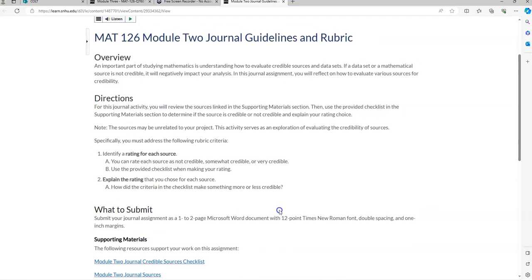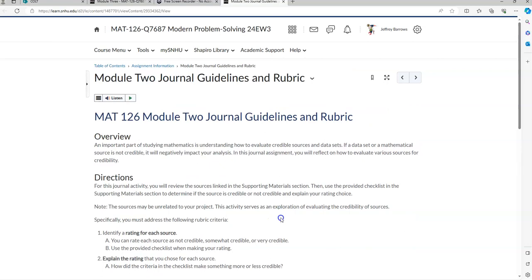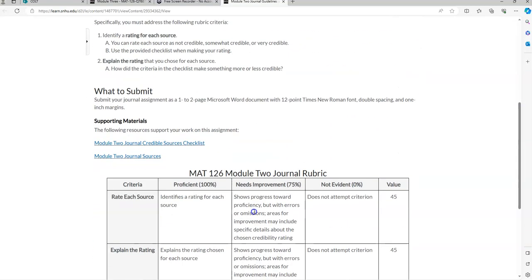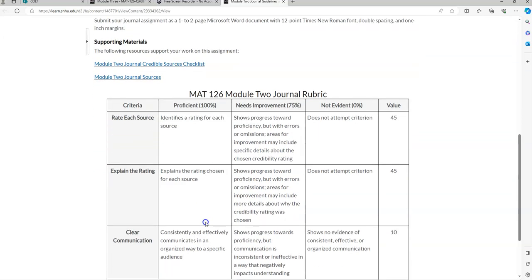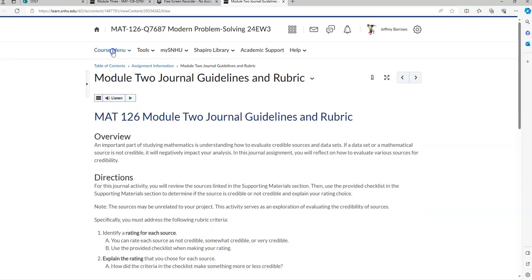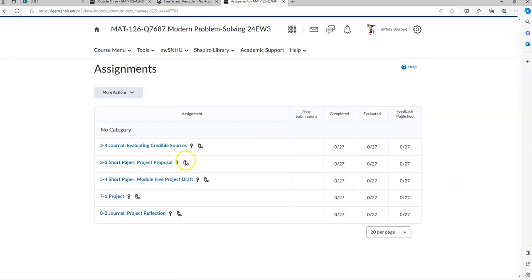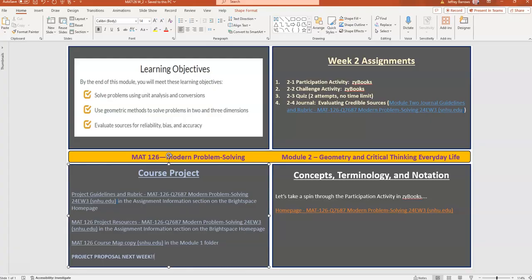If you've not submitted an assignment before through Canvas, once you have completed your journal entry, keeping in mind the rubric, you'll go up here to the course menu, and if you go down to assignments, there's a host of assignments here that you'll be submitting. If you simply click on 2-4 journal, you will have a spot where you can upload that, and that way I can grade that for you. But if there are any questions on that, please let me know, and we'll get you squared away there.